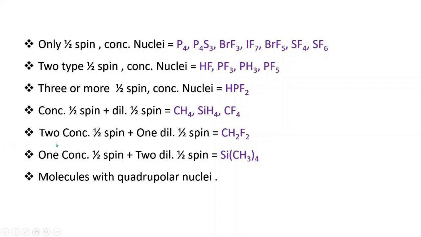Now come to the fifth system, that is two concentrated spin half plus one dilute spin half. We have two concentrated, hydrogen and fluorine, and one dilute, carbon. The sixth one is one concentrated spin half plus two dilute spin half. You can see carbon and silicon are two dilute spin half, and hydrogen is one concentrated spin half. We will also see molecules with quadrupolar nuclei in the examples.